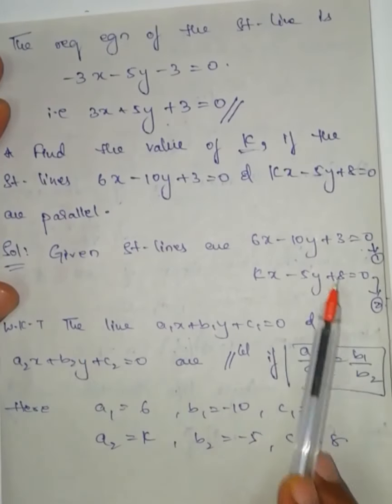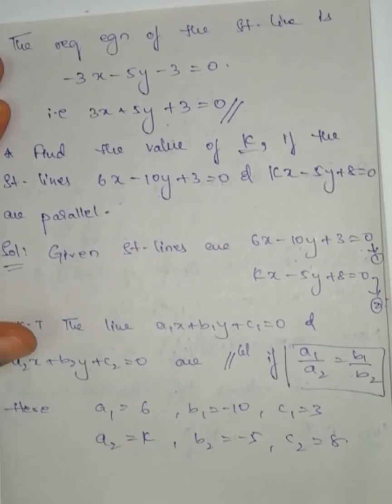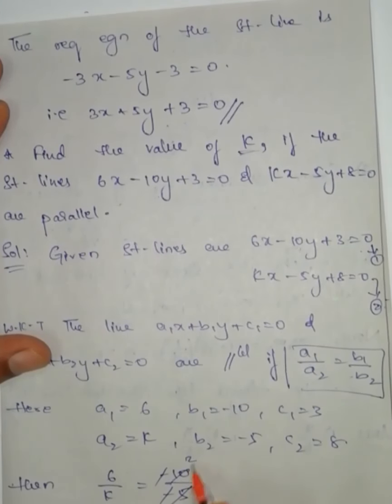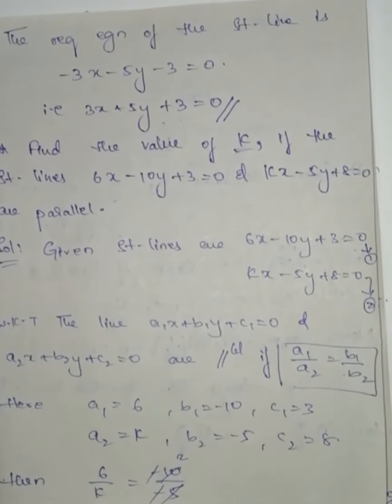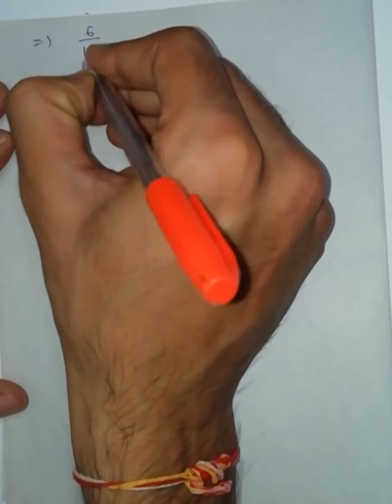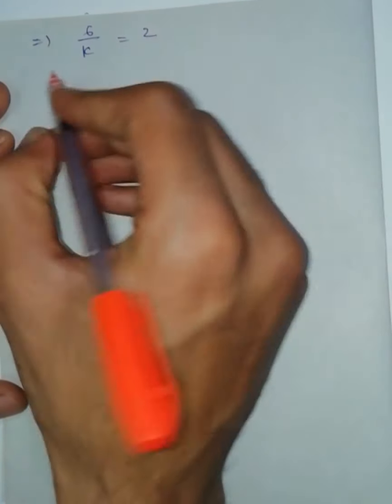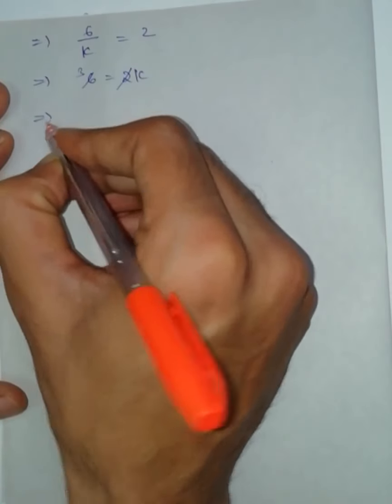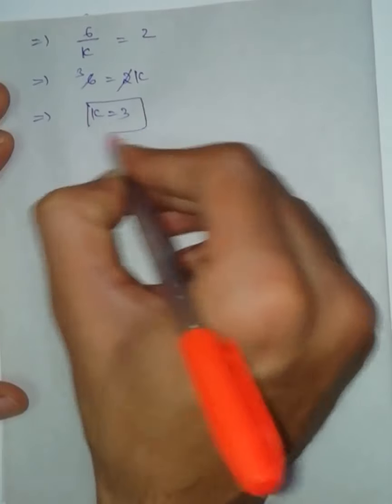Given that these two lines are parallel, then it satisfies this condition. That is, a1 by a2 is equal to b1 by b2. 6 by k is equal to -10 by -5. Minus minus gets cancelled. 5 ones are 5, 5 twos are 10. Therefore, we will get 6 by k is equal to 2. 6 is equal to 2k. 2 ones are 2, 2 threes are 6. This implies k = 3 is the required answer.